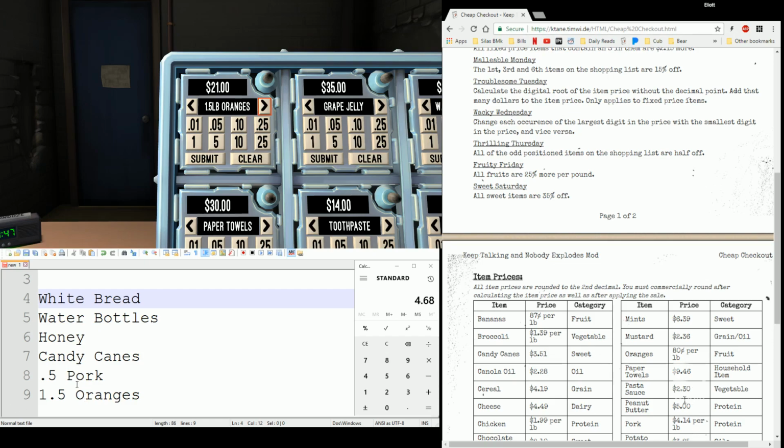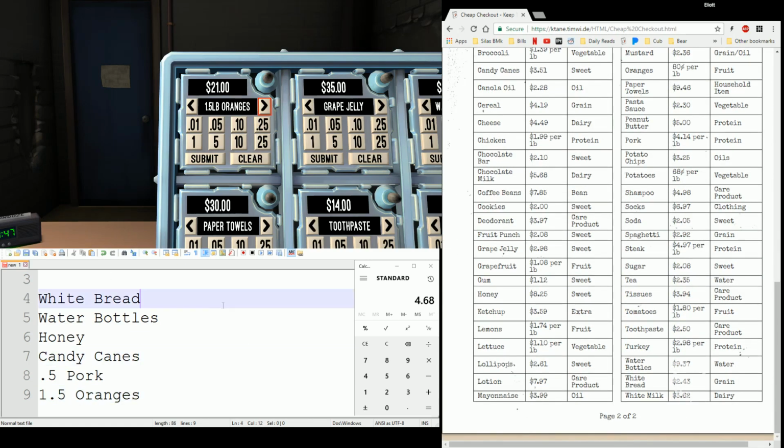Okay. So we look up each item. We have white bread is $2.43. Water bottles are $9.37. Honey is $8.25. Candy canes are $3.51. Half pound of pork. Pork is $4.14 a pound. We want half a pound, so we divide it by 2 or multiply it by 0.5. It's $2.07. A pound and a half of oranges. We did that one earlier. Whoops. 80 cents times 1.5 gives us $1.20.